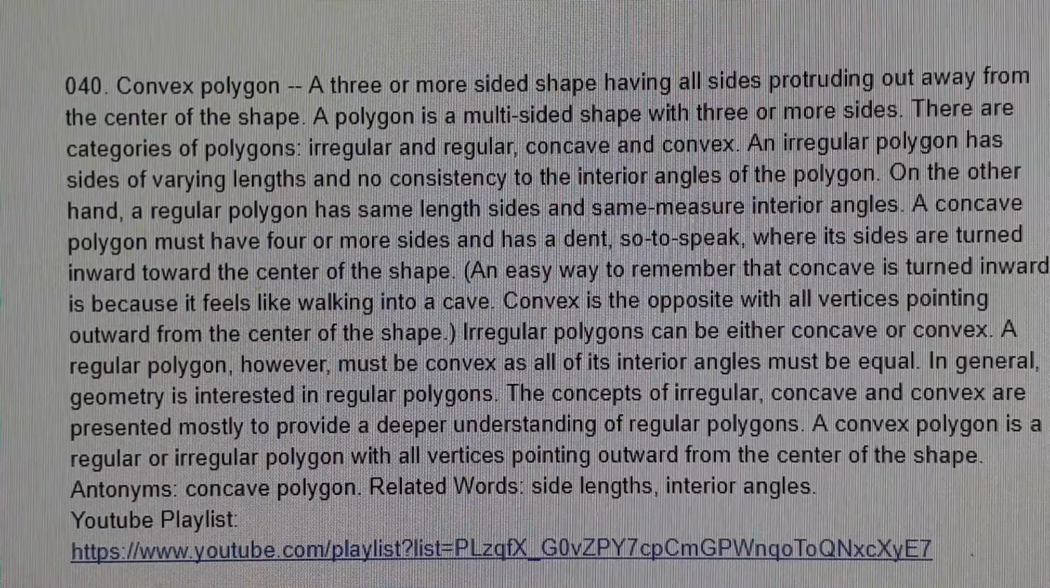A convex polygon is a regular or irregular polygon with all vertices pointing outward from the center of the shape. Antonyms: concave polygon. Related words: side lengths, interior angles.